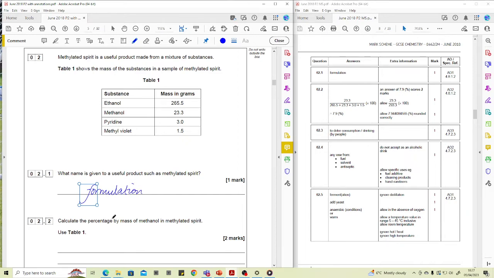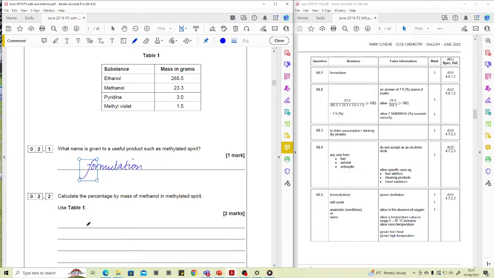And our percentage by mass, we're going to look at the table, and we've got methanol 23.3 divided by everything, and we've got some rounding, so if we've got two significant figures for only some of them, so we're going to put 7.9%.